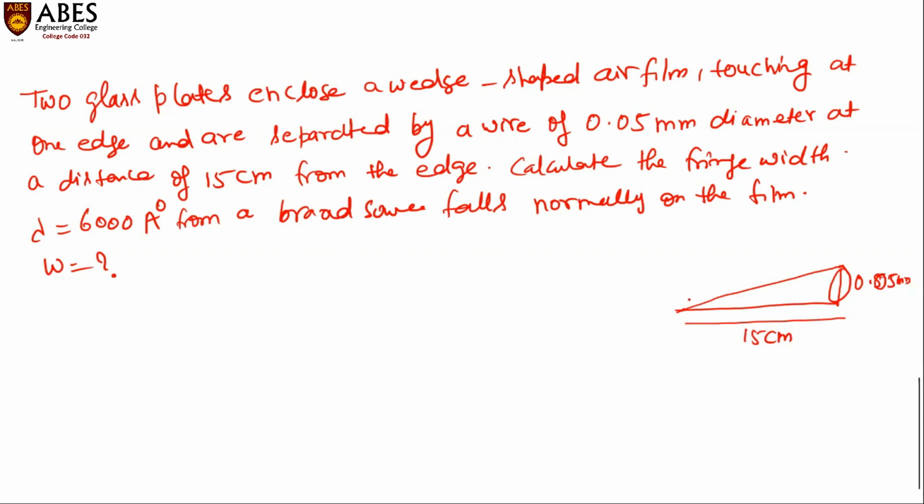Okay, 15 centimeter, this angle is theta, and we have an air film, which means mu is equal to 1. For theta we can find out: mu is equal to 1, this is 0.05, 15 centimeter. We have to calculate omega. Here lambda is equal to 6000 angstrom. This wavelength is 6000 angstrom.